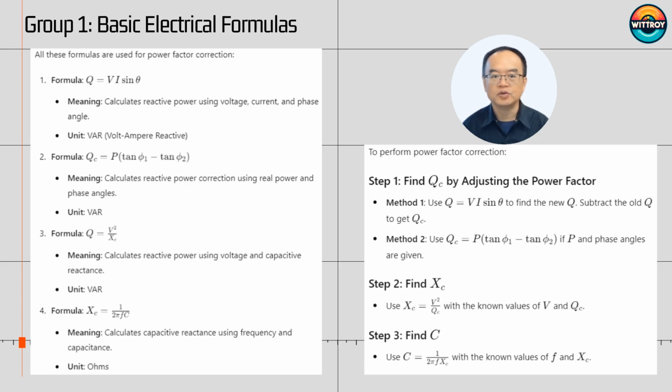Calculate XC. Use the formula Q equals V squared divided by XC with the known values of V and QC to find the required capacitive reactance. Calculate C. Use the formula XC equals 1 divided by 2 pi FC with the known values of F and XC to find the capacitance required for the correction. By following these steps, you can effectively perform power factor correction to improve the efficiency of your electrical system.